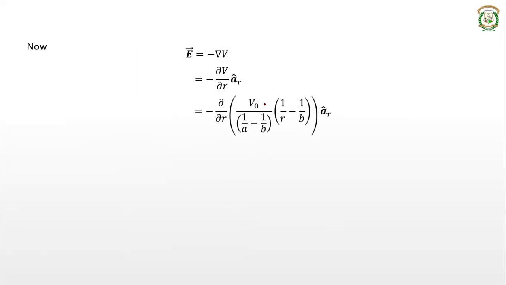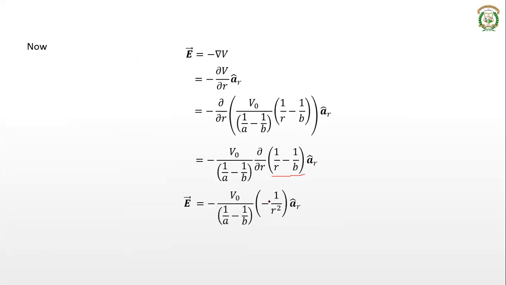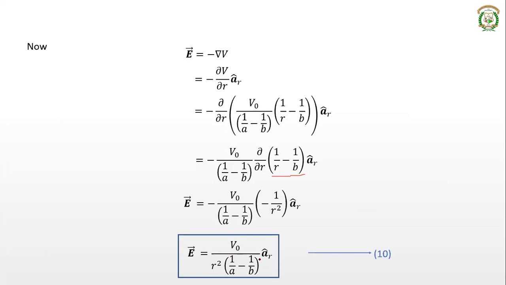Differentiate this with respect to R. You can keep the term minus V0 divided by 1 by A minus 1 by B outside. Then differentiate 1 by R minus 1 by B with respect to R. Differentiation of 1 by B is 0. Differentiation of 1 by R is minus 1 by R square. So what remains is V0, minus into minus, you can take it as plus. So you get V0 divided by R square into (1 by A minus 1 by B) AR. This is the expression for electric field intensity.